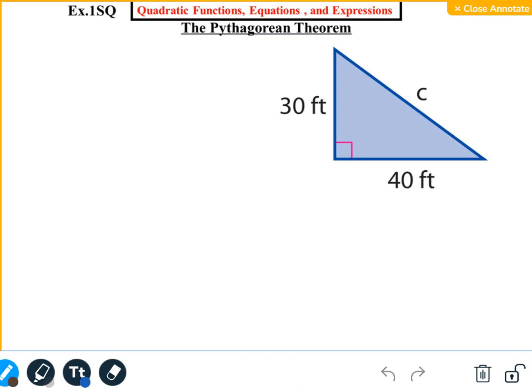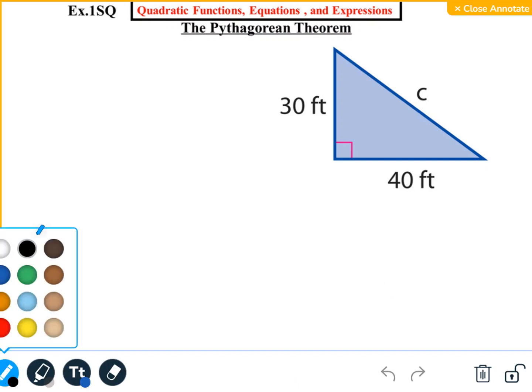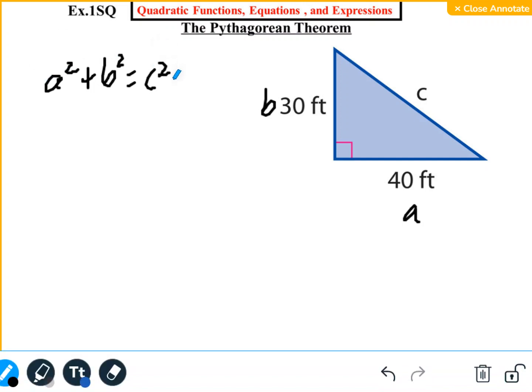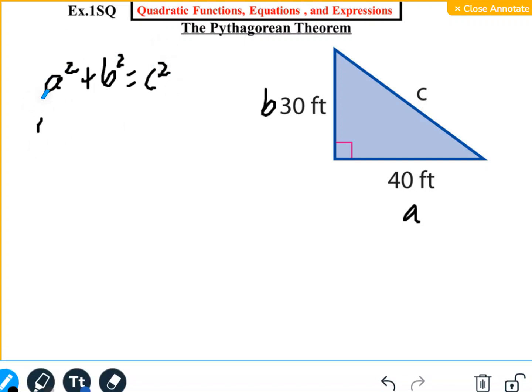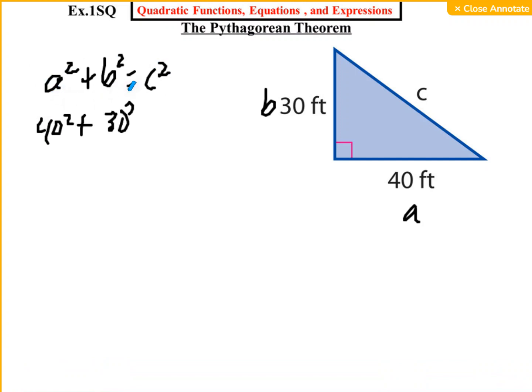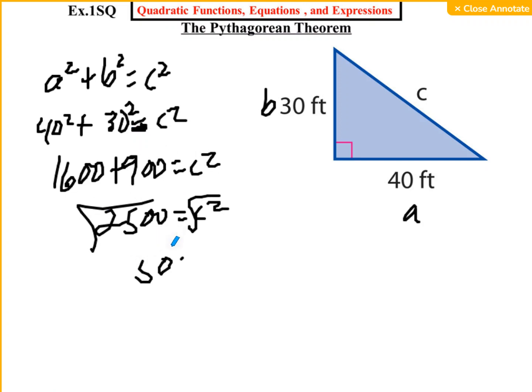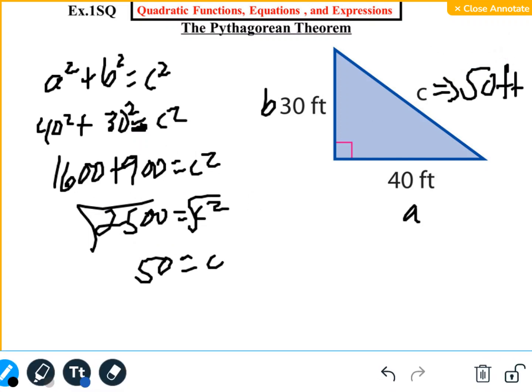All right, for the sake of notes, let's see. Should have labeled this A, B, C, and then we got A squared plus B squared equals C squared. Then we got 40 squared plus 30 squared equals C squared. So we got 1600, 900, C squared. This is 2500 equals C squared, square root. So 50 equals C. So this is 50 feet. All right, send me your notes.